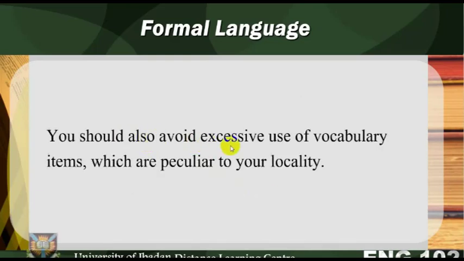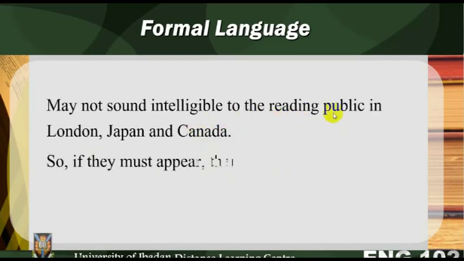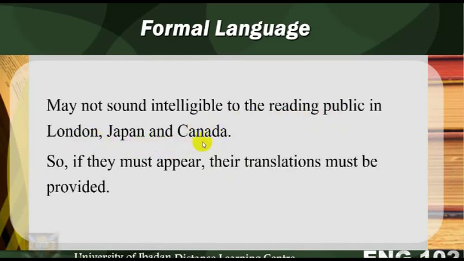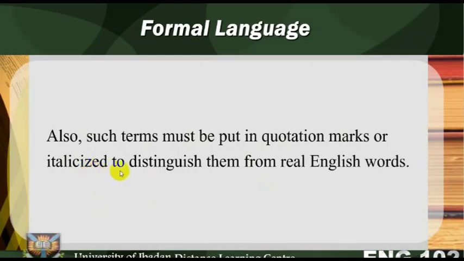You should also avoid excessive use of vocabulary items, which are peculiar to your locality. In an article meant for an international audience, words like kabu kabu, okada, adire, tuo, and slangy expressions like yuppie, buddy, chick, bobo, etc. may not sound intelligible to the reading public in London, Japan, and Canada. So if they must appear, their translations must be provided. Also, such terms must be put in quotation marks or italicized to distinguish them from real English words.